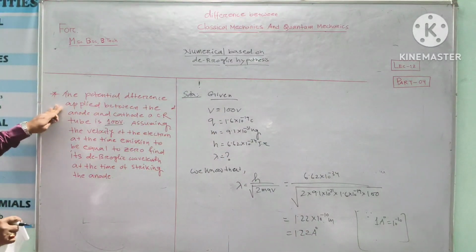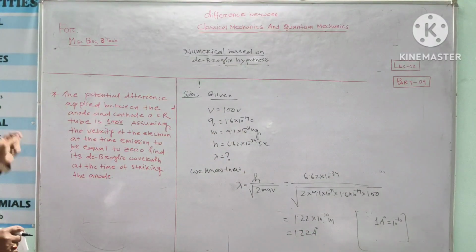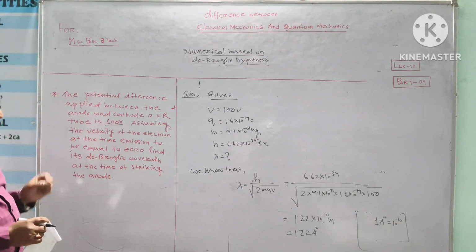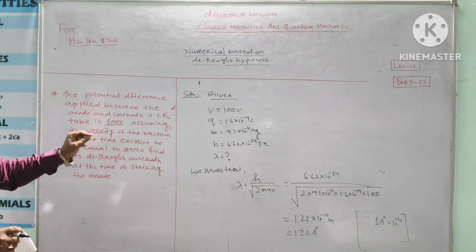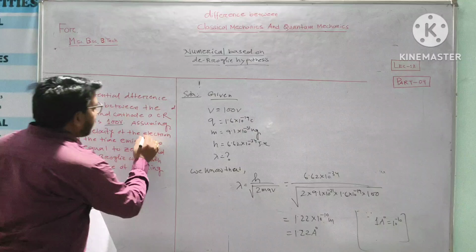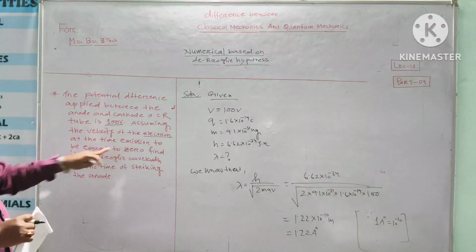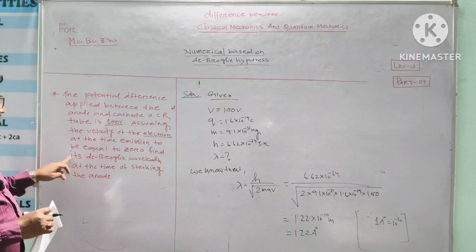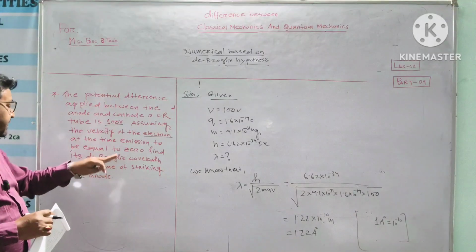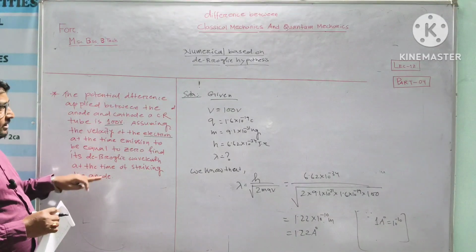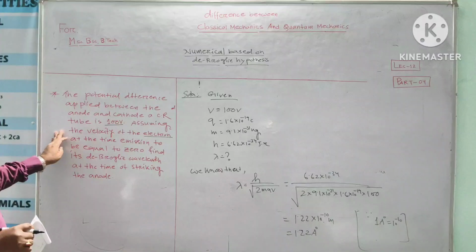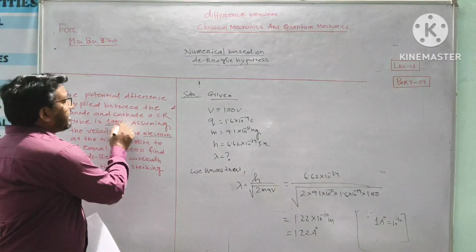The potential difference applied between the anode and cathode of a Coolidge tube is 100 volt. Assuming the velocity of the electron, the particle is electron, this is clear already, so the velocity of the electron at the time of emission is equal to 0, find its de Broglie wavelength at the time of striking the anode. So the given information: accelerating potential is 100 volt.